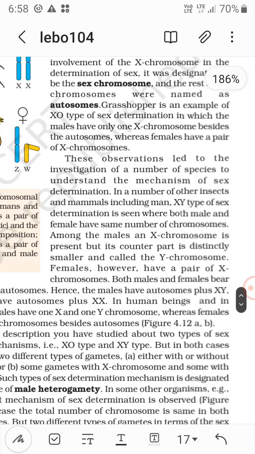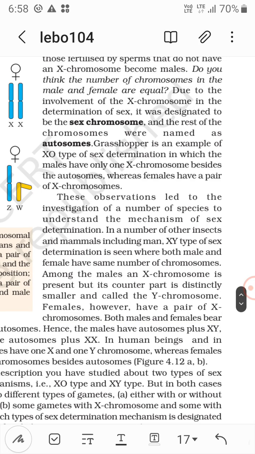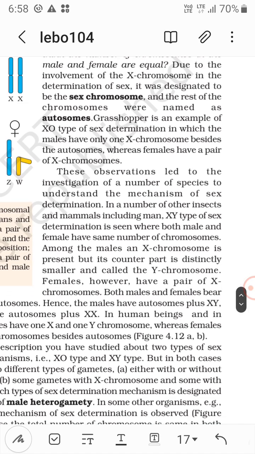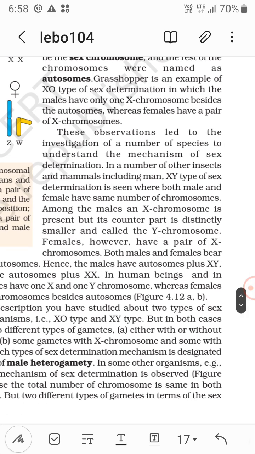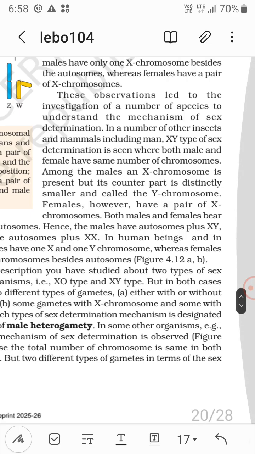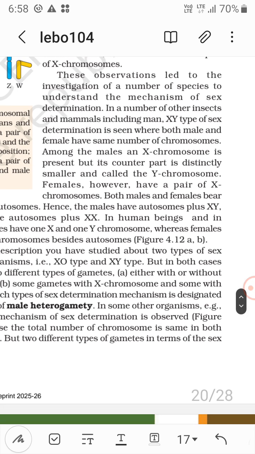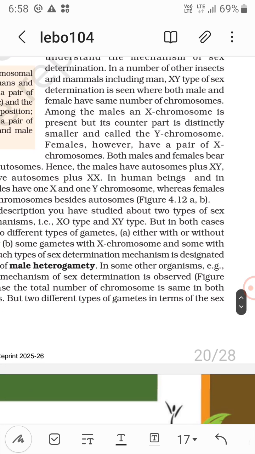In a large number of insects showing the XO type of sex determination, and in a number of other insects and mammals including man, the XY type of sex determination is seen, where both male and female have the same number of chromosomes. Among the males, an X chromosome is present, but its counterpart is distinctly smaller and called the Y chromosome. Females, however, have a pair of X chromosomes.